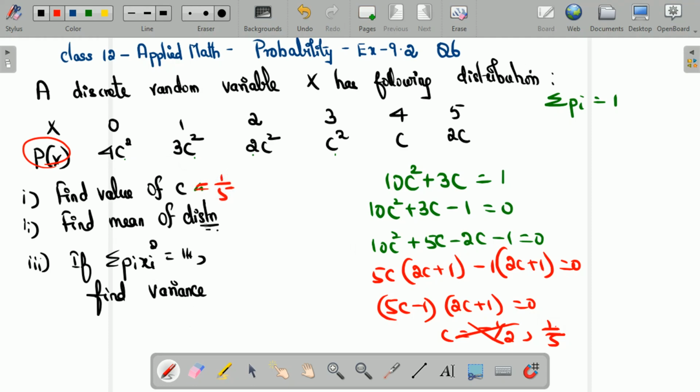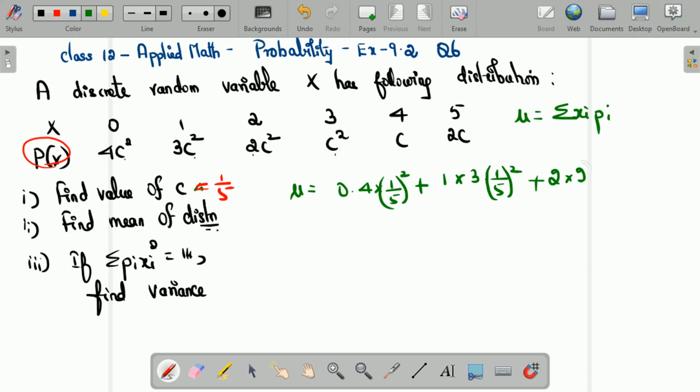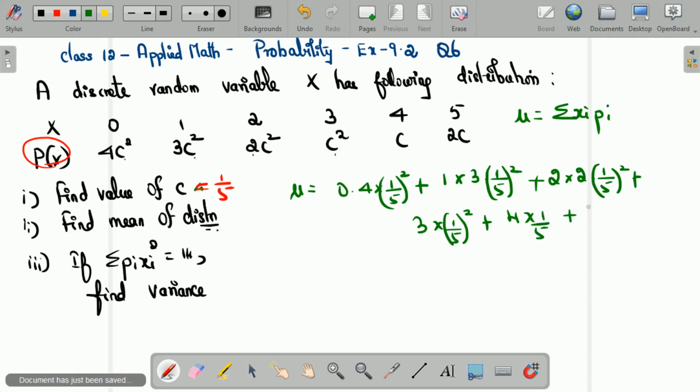Now let's find out what is the mean of this distribution. So mean mu is going to be equal to sum of xi pi. So let's compute. So mu is equal to 0 into 4 into (1 by 5) the whole squared, plus 1 into 3 into (1 by 5), plus 2 into (1 by 5) the whole squared, plus 3 into (1 by 5) the whole squared, plus 4 into 1 by 5, plus 5 into 2 into 1 by 5.